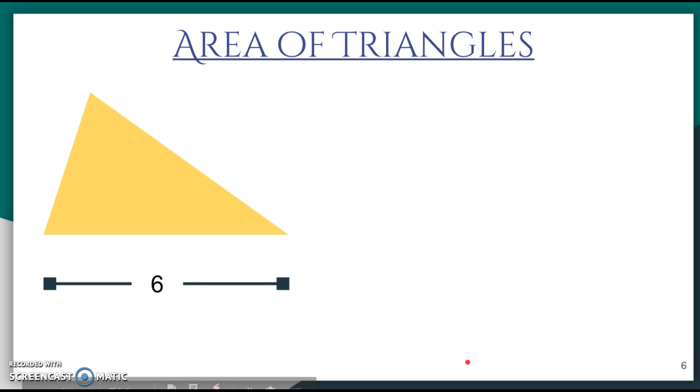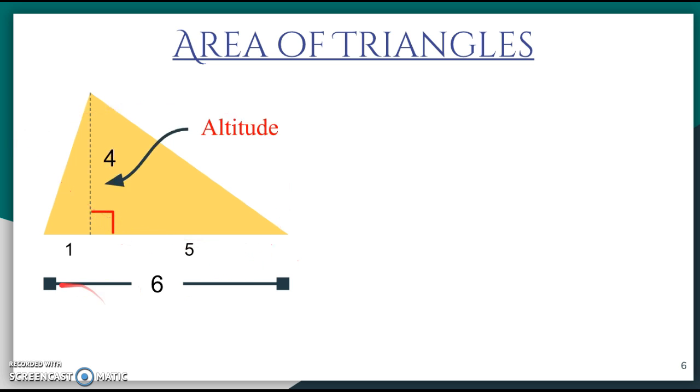What if the triangle is not a regular right triangle? What if it's another shape? So what we do is, once again, similar to that parallelogram, we are going to draw that altitude in. Notice that altitude is a right angle. So right here we have a total base of 6. And then on this side it's 5, and on this side it's 1. And our altitude is 4.